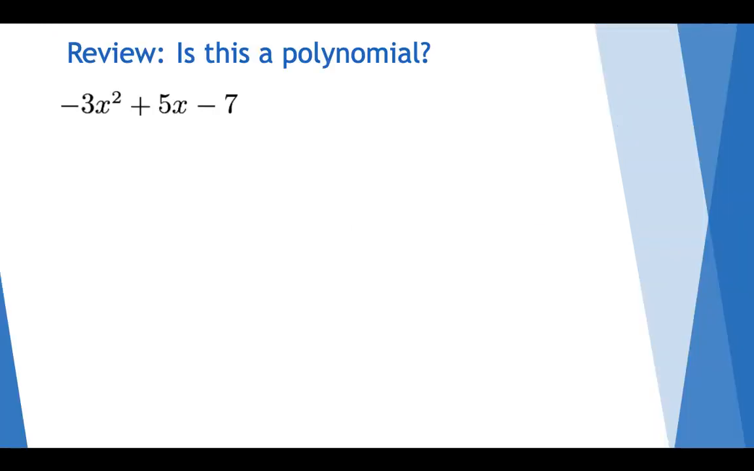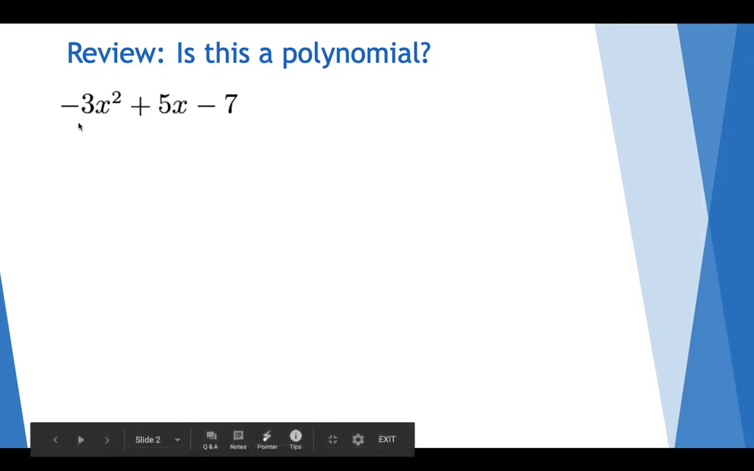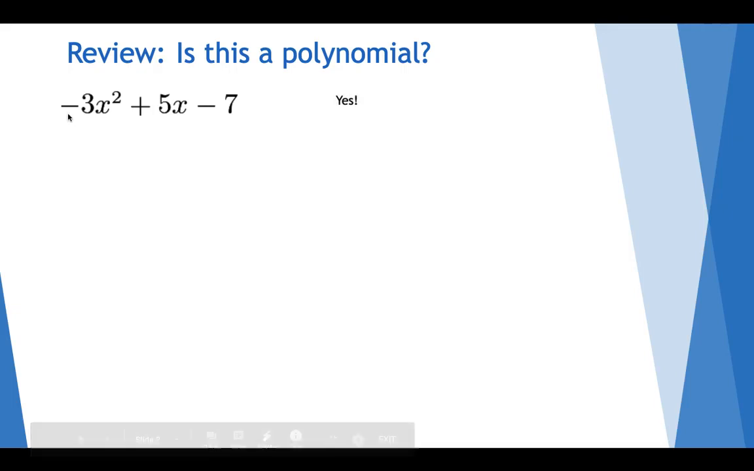So our first example is negative 3x squared plus 5x minus 7. Is this a polynomial? Well, yes. In fact, it's pretty much a textbook quadratic equation. You've got a term times a variable squared plus a term times a variable plus or minus a constant. So this is a quadratic polynomial, quadratic referring to a degree of 2.